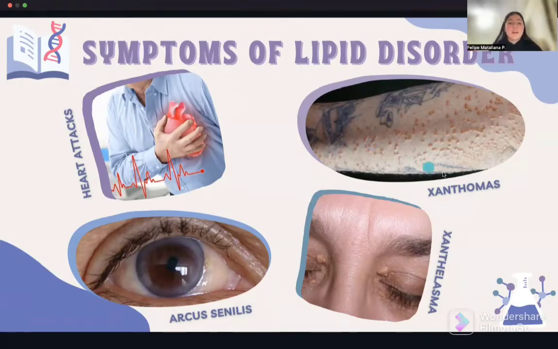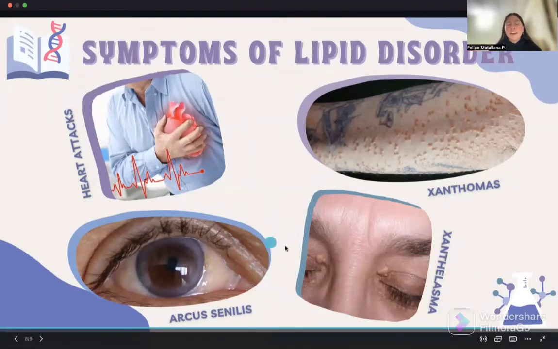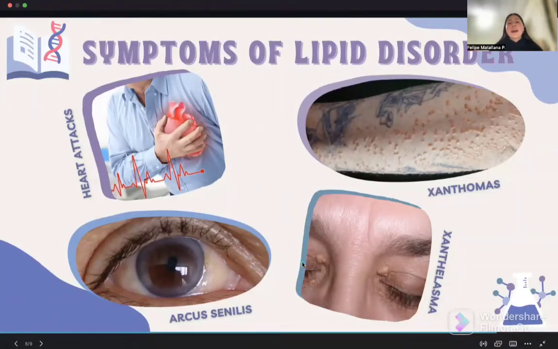The first one is xanthomas, which are yellowish fatty bumps or yellow creases on the skin formed by an accumulation of fatty deposits around tendons and joints. And the second one is arcus senilis, which consists of white arcs around the cornea of the eye, and it sometimes occurs in younger people with high cholesterol. And finally, xanthelasma, which are raised yellow lumps at the inner corners of the eyes.